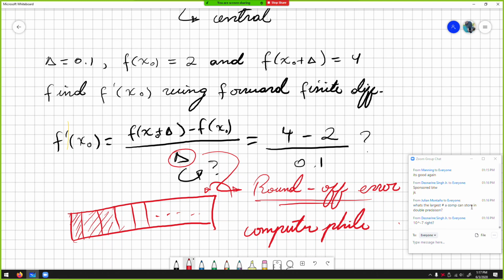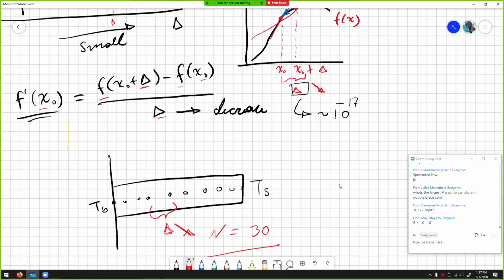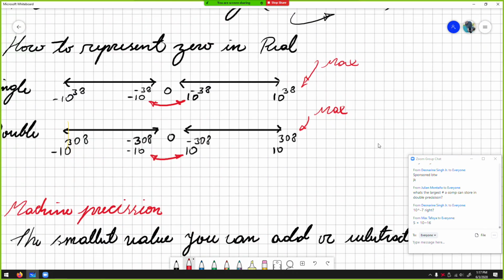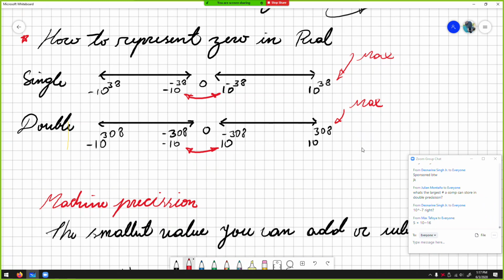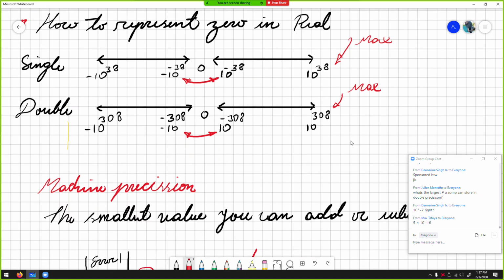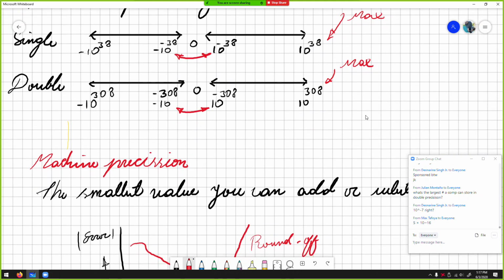What's the largest number a computer can store in double precision? It depends. I have it right here. So in double precision, it will be 10 to the 308. That's the largest value you can store in a computer. If you Google it, I'm sure it shows you something like this. This is in single and this is in double. So, yeah.